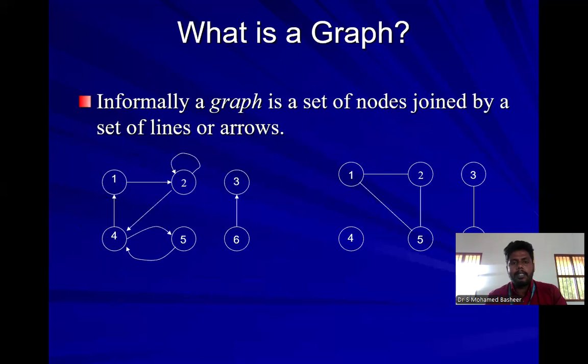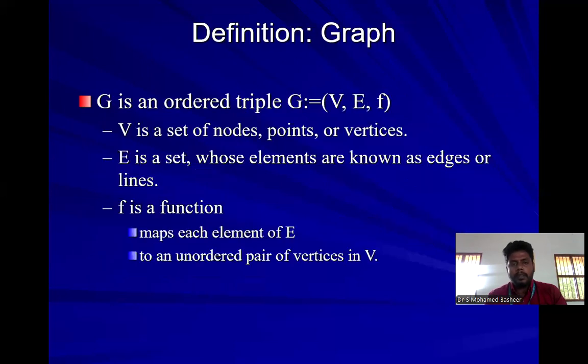What is graph theory? Informally, a graph is a set of nodes joined by a set of lines or arrows. A graph is a pair of vertices and edges. G is an ordered triple, G equals (V, E, F), where V is the vertices, E is the edges, and F is a function.